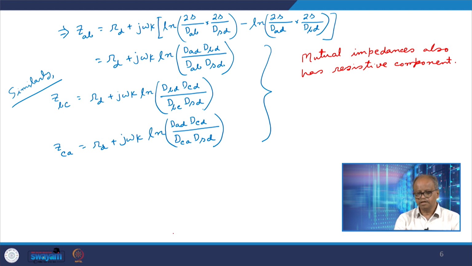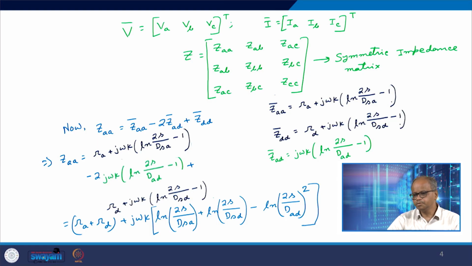And this resistive component is actually appearing due to the effect of the fictitious conductor ZDD, and as we know, this fictitious conductor ZDD essentially represents the ground effect. So then therefore, RD is basically nothing but the ground resistance. So this mutual impedance has also some resistive component. As a result we can see here that in this symmetric impedance matrix, all the elements have got their resistive component as well as the inductive component, correct.